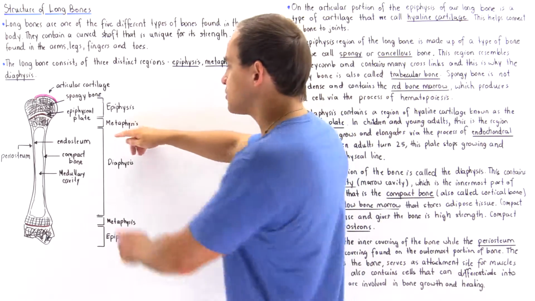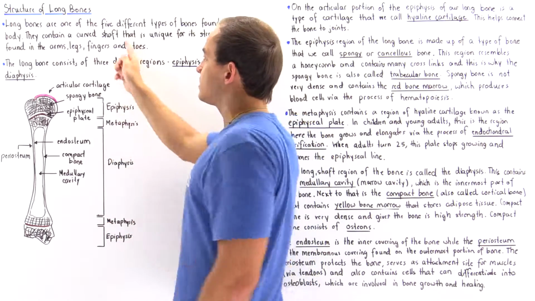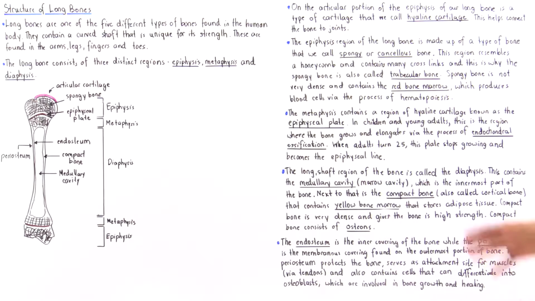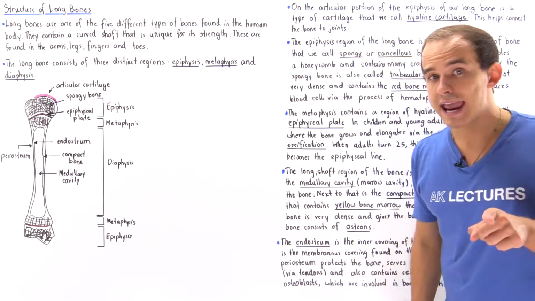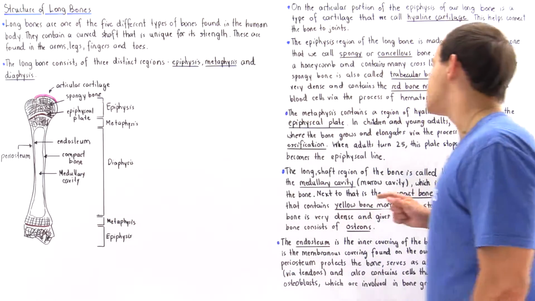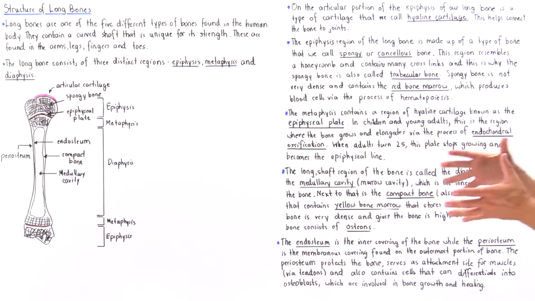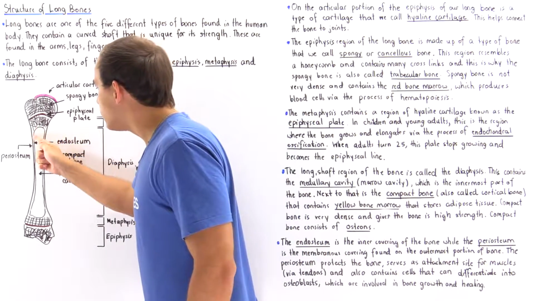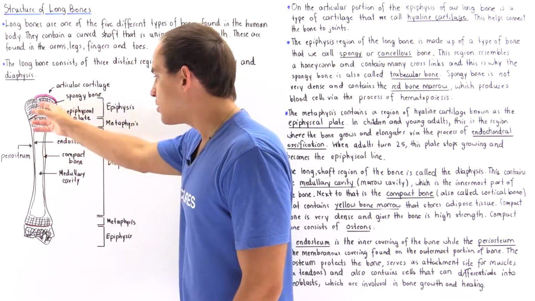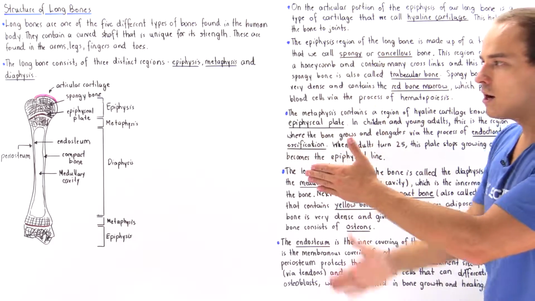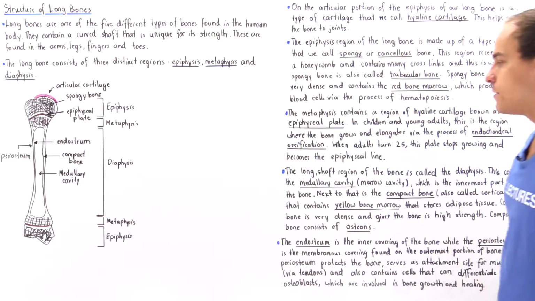Now, let's move on to this long section that actually consists of our curved shaft. This is known as our diaphysis. So the long shaft region of the bone is called our diaphysis, and this contains a section known as our medullary cavity, also known as the marrow cavity. And this is basically the innermost portion of our bone. Now, this small layer that lines the innermost portion is our endosteum. The endosteum is basically a covering of the innermost portion of the bone.